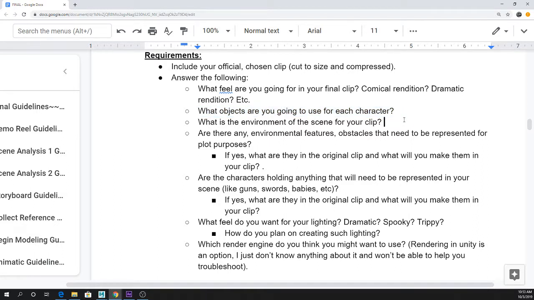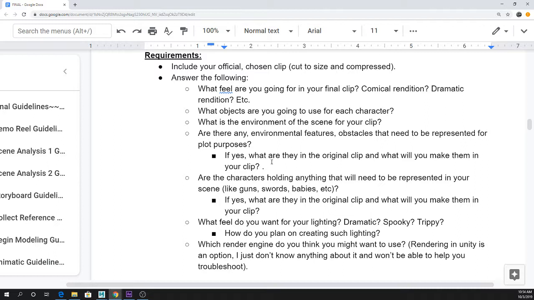Again, just reiterate your thoughts on the environment. And then this one is designed to think more critically about specific objects you might need or how you might recreate things in the scene. Are there environmental features or obstacles that must be represented for plot purposes? Something like someone being thrown through a window, and that breaking window is a key piece of environment that helps tell the story of the clip. How would you recreate that in your scene? Would you actually try to make something that looks like a breaking window? Or would you substitute it for a paper screen or a paper lantern that they're thrown through, so that you don't need to deal with breaking glass, that kind of thing.